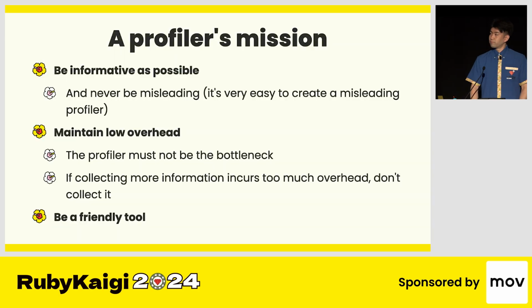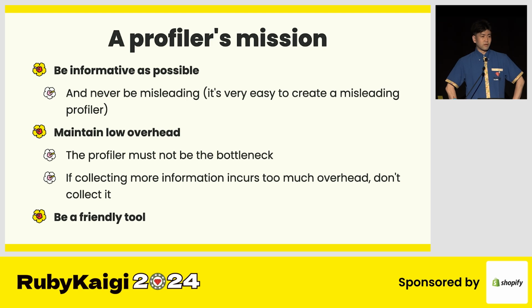Let's start from understanding the profiler's mission. A profiler's mission would be: first, it needs to be as informative as possible and never be misleading. It also needs to maintain low overhead because the profiler itself shouldn't be the bottleneck. If collecting too much information incurs too much overhead, maybe we shouldn't do that. And of course, it should be a friendly tool. Let's see how Pf2 achieves these missions by looking into Pf2's lifecycle.